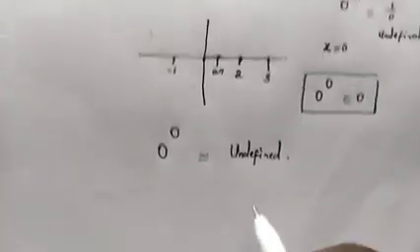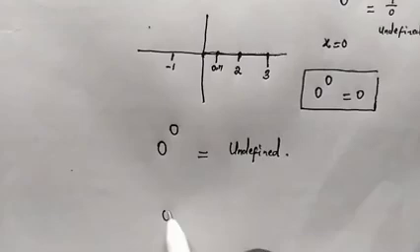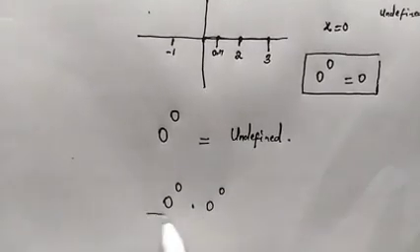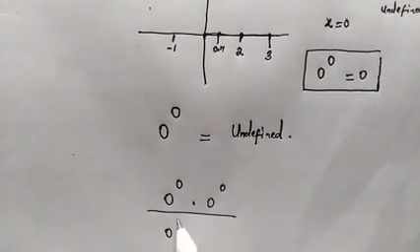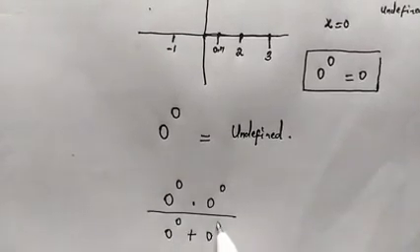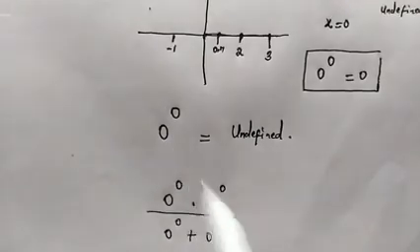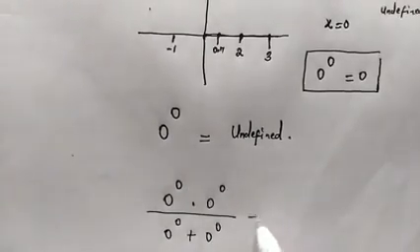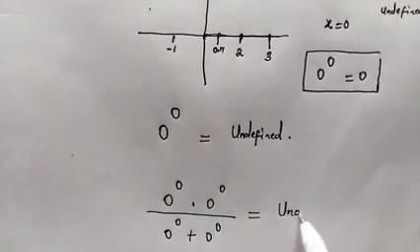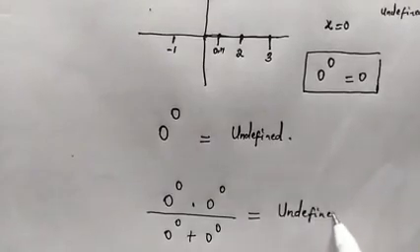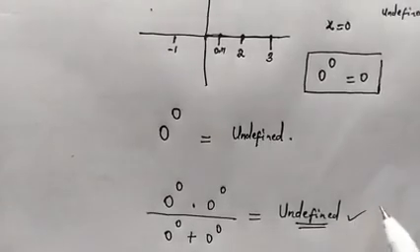Now here is the expression we're here to evaluate: 0 raised to the power of 0 multiplied by 0 to the power of 0, then divided by 0 to the power of 0 plus 0 to the power of 0. Since 0 to the power of 0 is undefined, the whole expression is clearly undefined. And this is the solution.